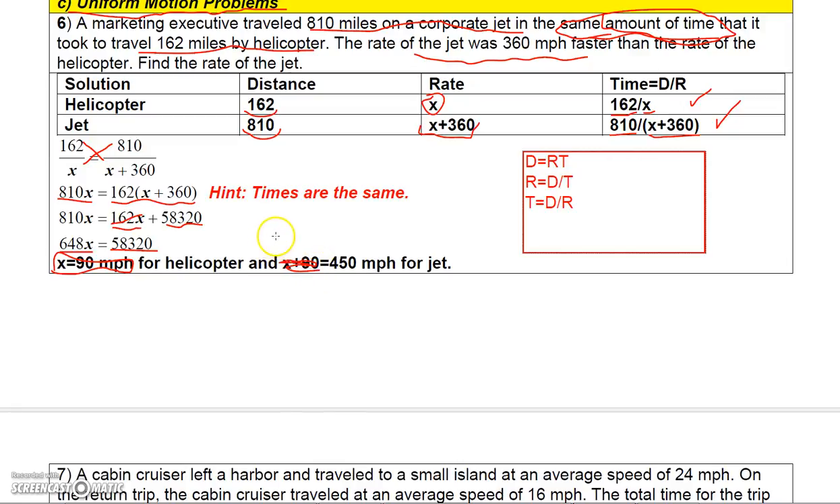I took 90, right? And then I added 360 to that. I knew what I was doing, I just wrote it wrong. So 90 plus 360 is the rate of the jet, and that's your answer.